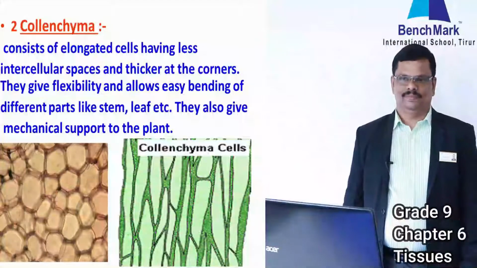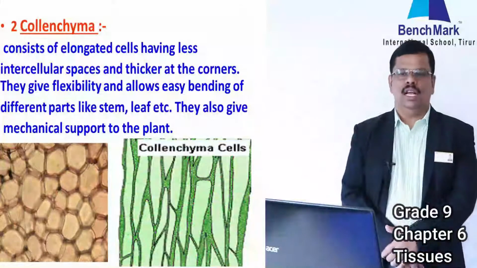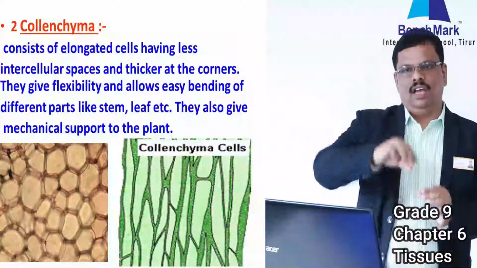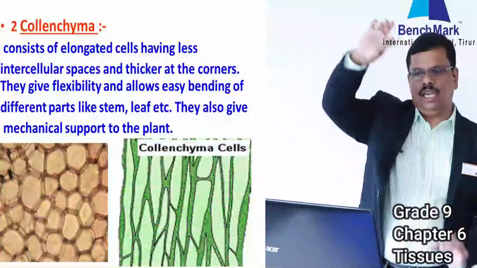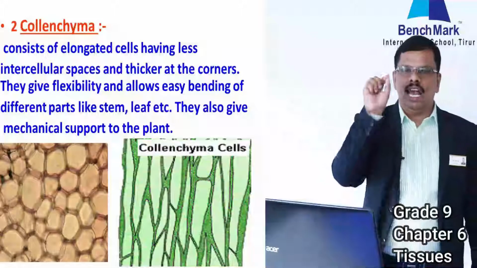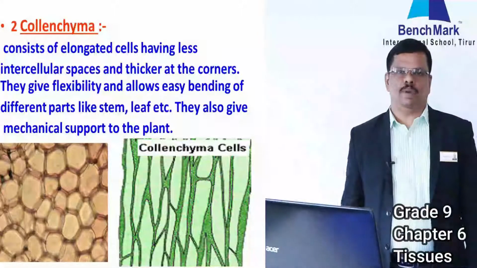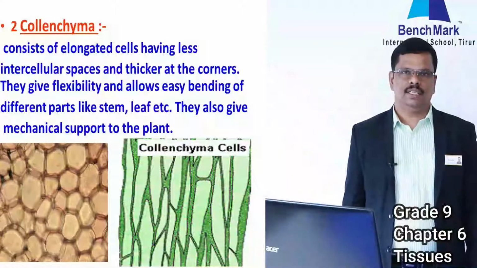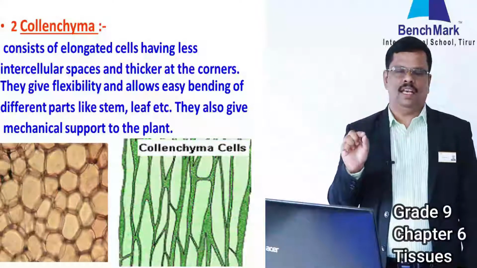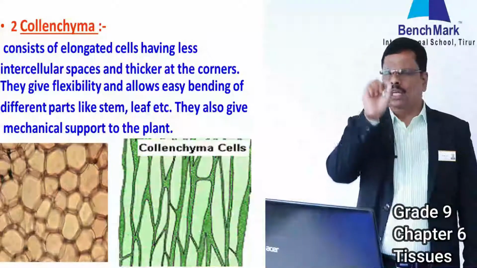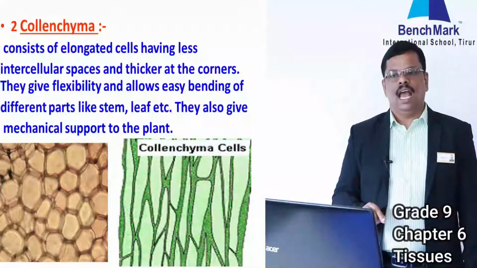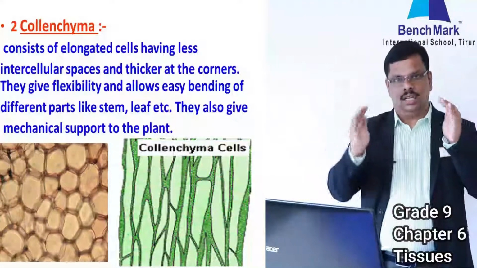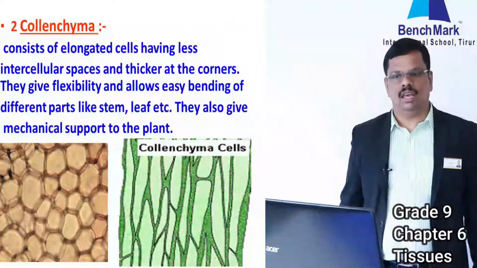Collenchyma, the second one. Collenchyma consists of elongated cells. You can see in the slide even, elongated cells having less intercellular spaces. Look at the space. You can't find a space just like in parenchyma. There are not many intercellular spaces, and the corners of the cells are thickened.